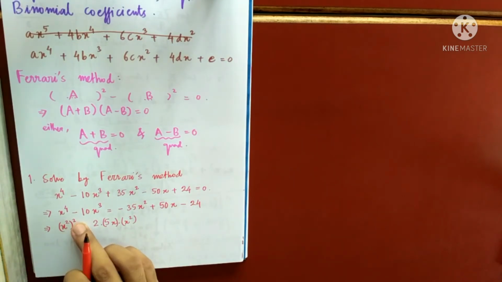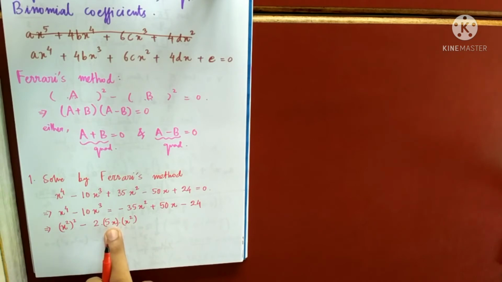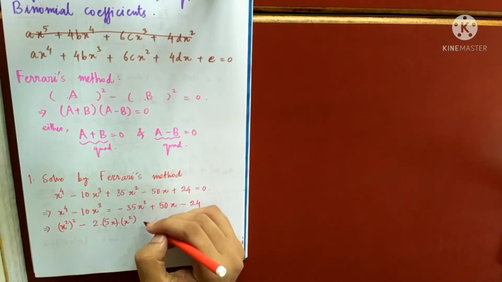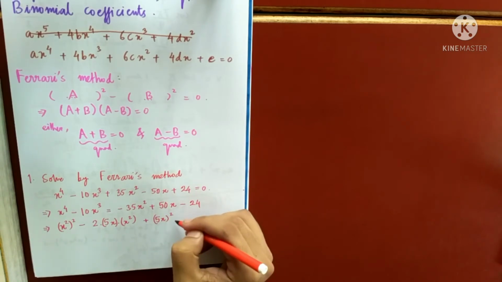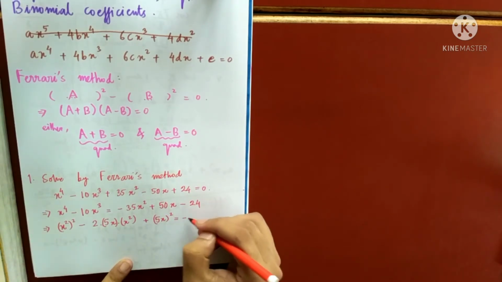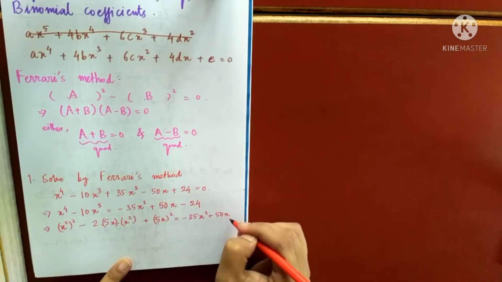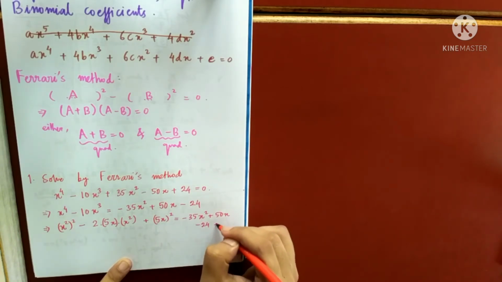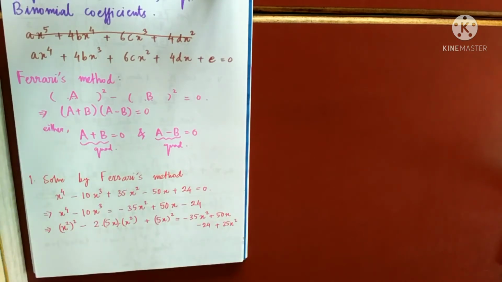So a square minus 2ab. This is my b. So I have to add 5x whole square. If I am adding 5x whole square here, I have to also add on the right hand side. Plus 50x minus 24 and then plus 5x whole square, that is 25x square. Why I am doing this? I am trying to make in the form 2ab. So 2 into 5 is 10, x into x square is x cube.